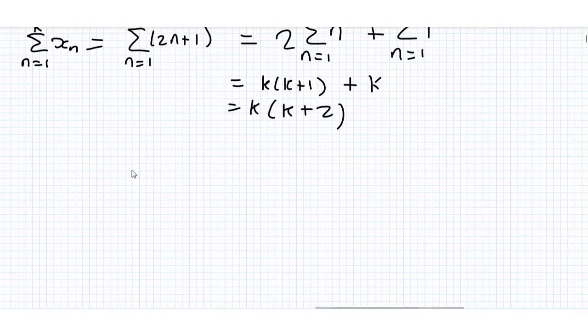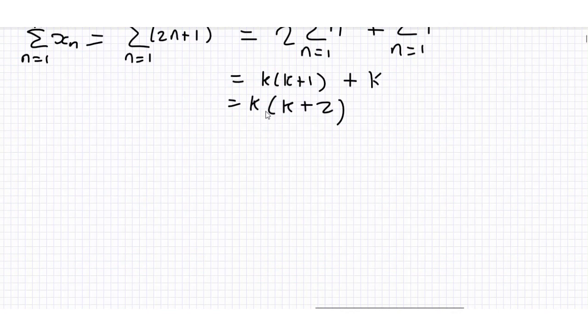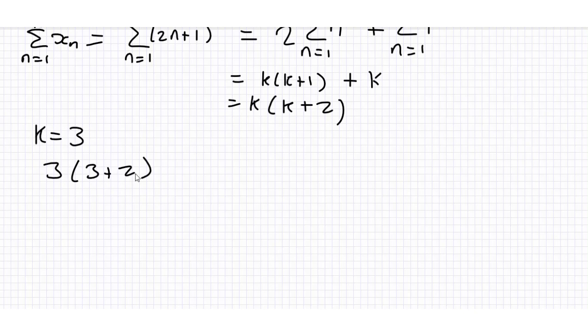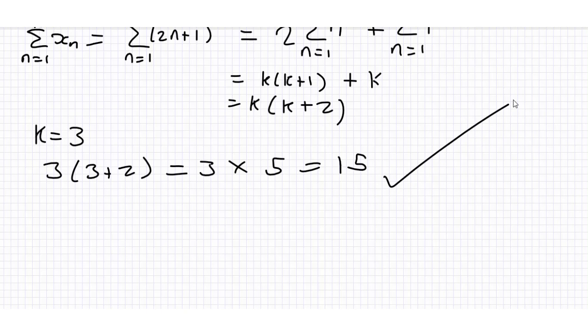So now for our sequence x_n, whichever value we pick for k, we can just find the value of the sum using this formula. And let's just check it. If we take k equals 3, we get 3 times 3 plus 2, which is 3 times 5, that's equal to 15. And that's what we wanted. So hopefully you can understand this summation notation now. In the next video on sequences for A-level maths, we are going to look at arithmetic sequences, so hopefully you come back for that. If you've got any questions, let me know down in the comments, and I hope to see you in the next one.